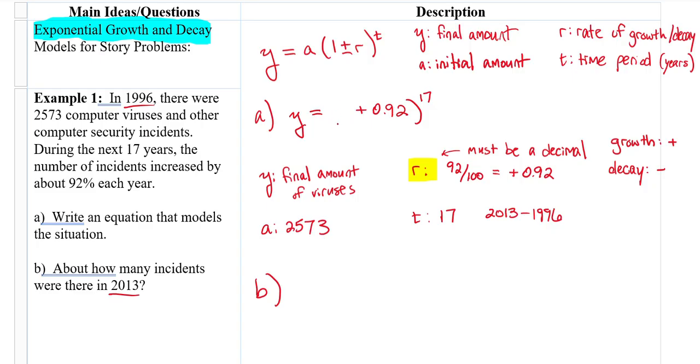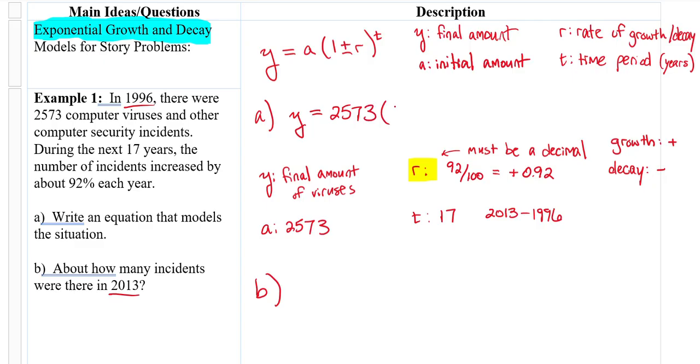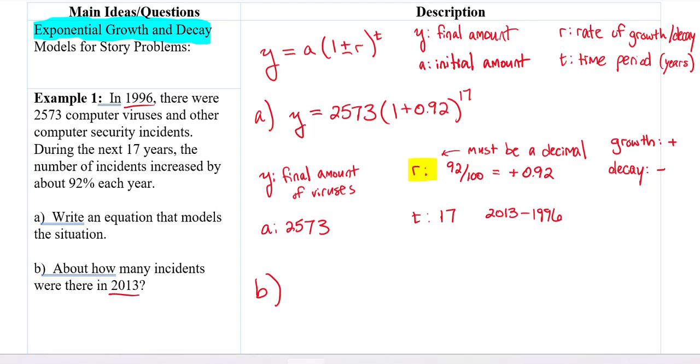See, sometimes even I make mistakes. We have to plug in our initial amount first. So that is 2,573 to the 1 plus 0.92 raised to the 17. See how I forgot the initial amount? I forgot the A. It happens, but now we fixed it. So let's go ahead and plug the formula in correctly now.